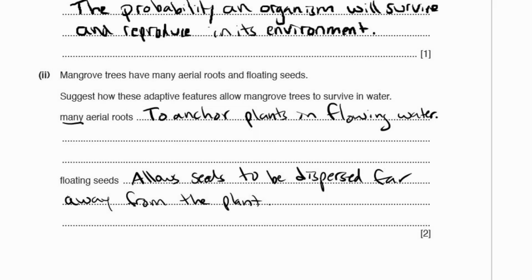So they can germinate and grow without having to compete for all the nutrients and sunshine and all that with the parent plant. Another benefit of floating seeds is that the seeds can get oxygen from the air, and they can use this oxygen to germinate. But only put down one answer for each. It's a 2-mark question. They don't want you to put down 2 answers for each.